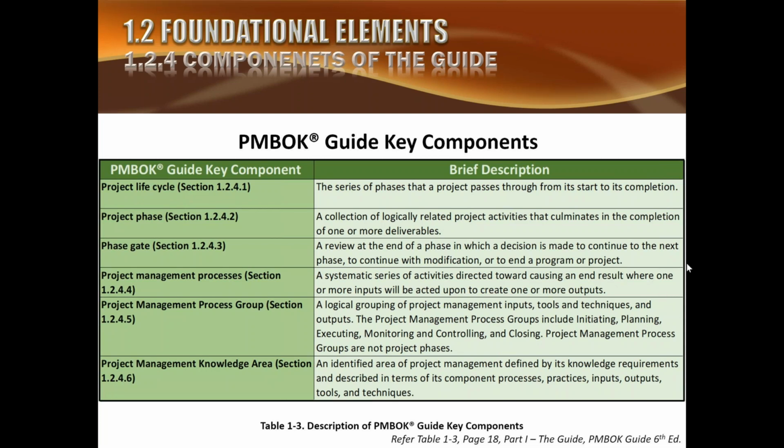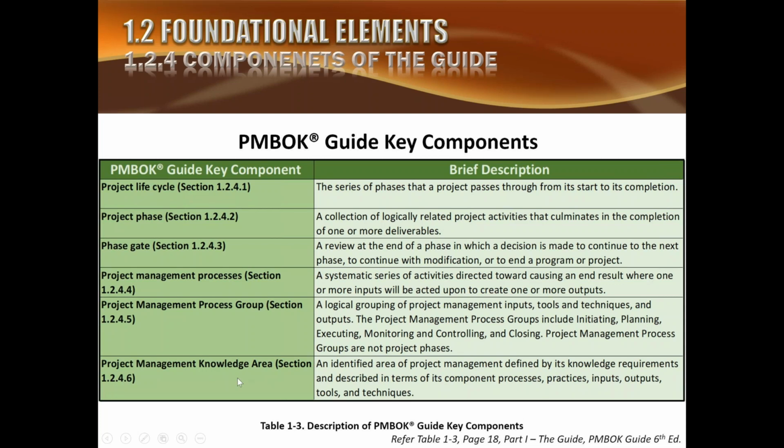Then we have got the knowledge areas, project management knowledge areas. These are the areas of specialization like scope, time, cost, quality, an identified area of project management defined by its knowledge requirements and described in terms of its components. There are certain processes for each knowledge area. There are certain practices, inputs, outputs, tools, and techniques.